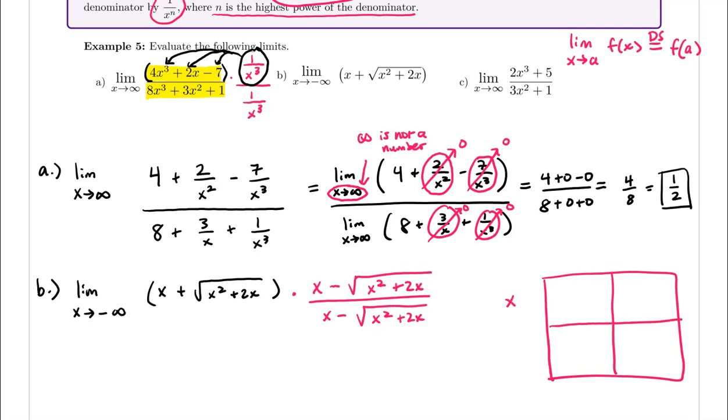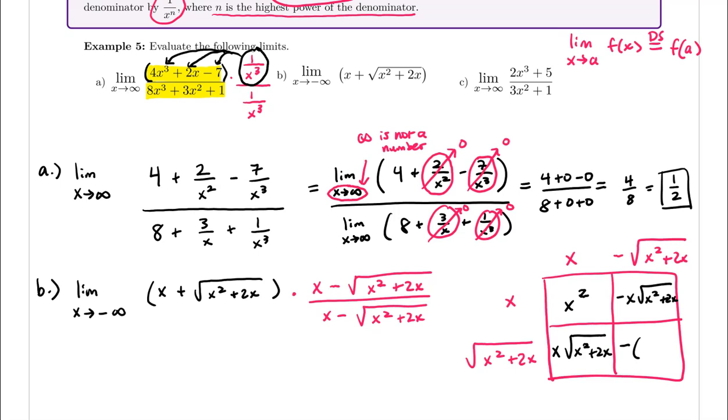So we have x, and we have here the square root of x squared plus 2x. Here I have x, and then negative square root of x squared plus 2x. In my first box, x times x is x squared. Here I'm going to have x times the square root of x squared plus 2x. Here I will have negative x times the square root of x squared plus 2x. And then in the last box, I would have negative, and multiplying those two values together would get rid of the square root.